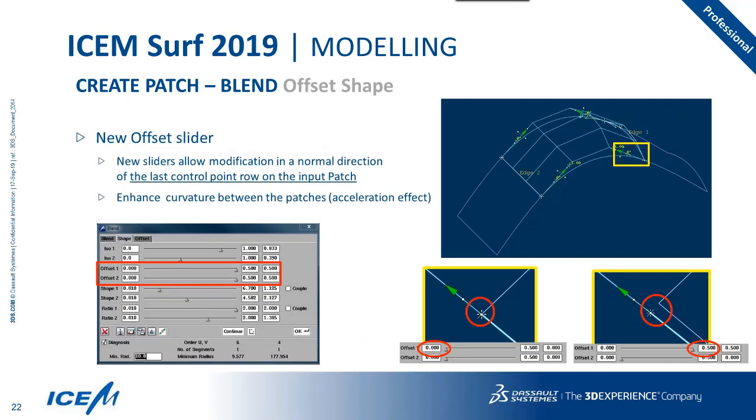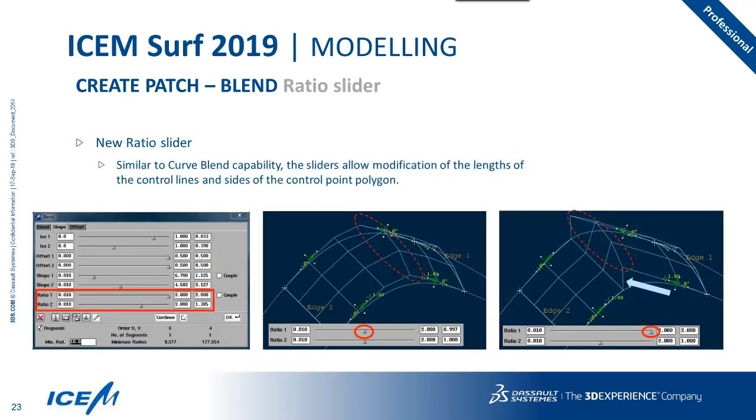Another change to blend command is we've added under the shape tab the offset, again, just like curve blend. So what offset does is it takes from your base patches the 1st control point row and offsets it downwards or upwards according to the slider to give you a little bit of acceleration, a little bit of run in. I've got a video that'll show you that in a moment. We've also added the ratio sliders, which work in the same way as curve blend. So it allows you to dynamically, just through sliders, change the shape of your blend surface.